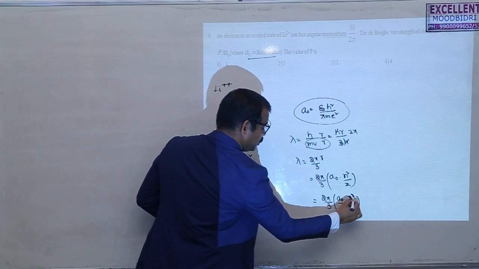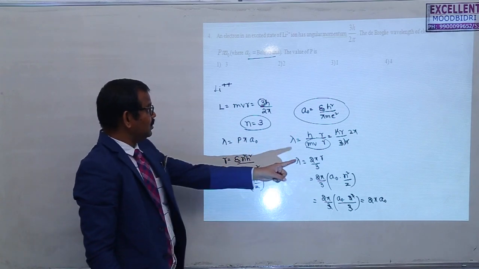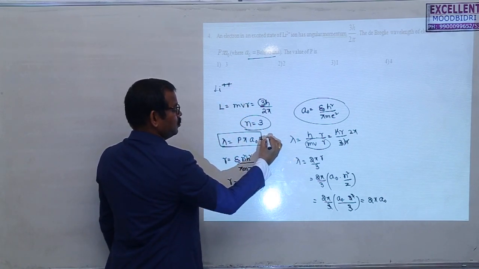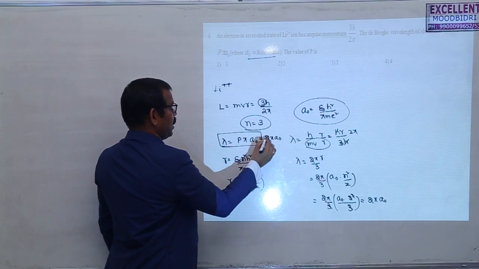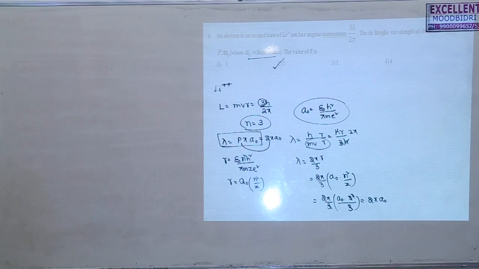So this is 3, cancel. This will be 2 pi a naught. This is given by p pi a naught is equal to 2 pi a naught. So p is equal to 2. Option 2 is correct.